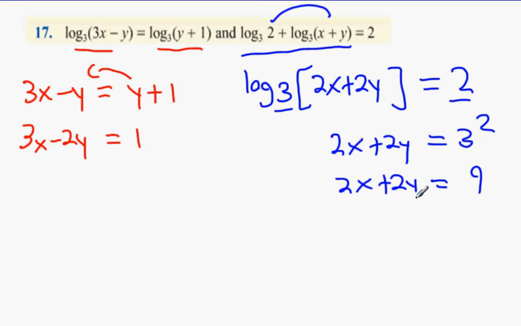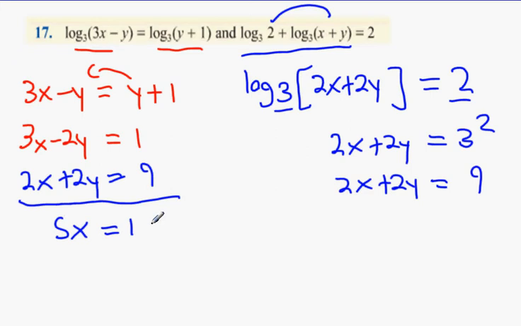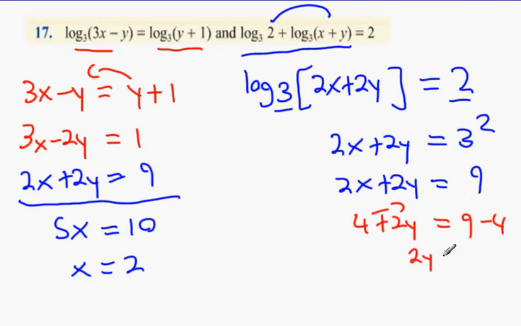Lucky for us, it lines up very nicely. 2x plus 2y equals 9. You absolutely need to do nothing with it. Add directly down. 5x equals 10. X equals 2. And then if x equals 2, y therefore must be, we can just do it here. 2 times 2, 4. 4 plus 2y equals 9. Bring over the 4, becomes a minus 4. 2y equals 5. Y equals 5 over 2.